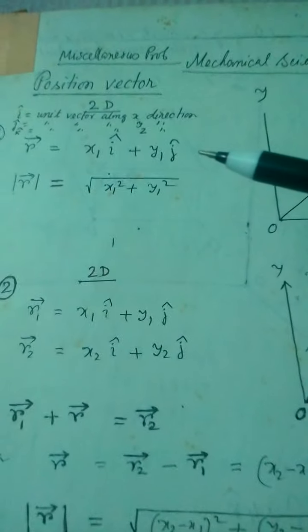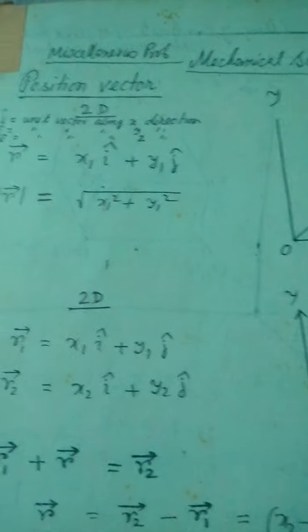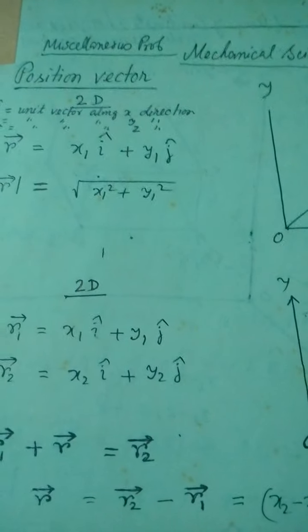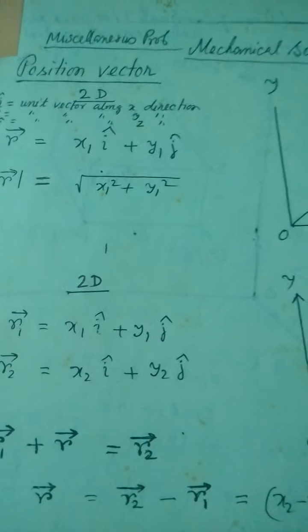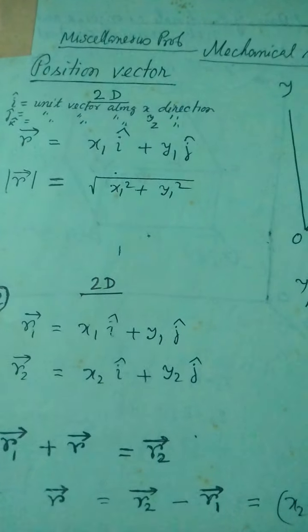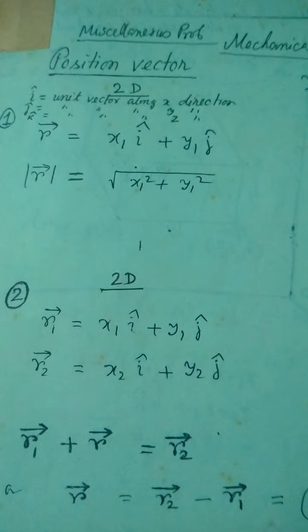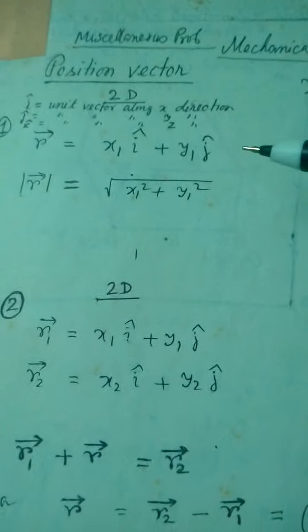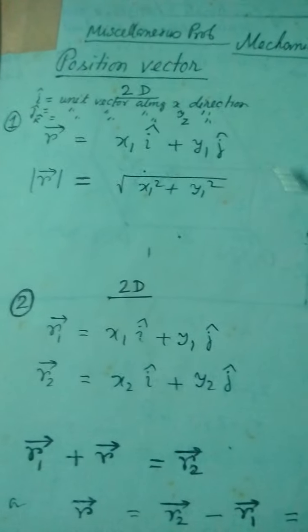Today I will tell you the position vector. Now you know what is a vector. It has got magnitude as well as direction. The third one is that it should obey the law of parallelogram. Okay. So now here we come across the position vector.